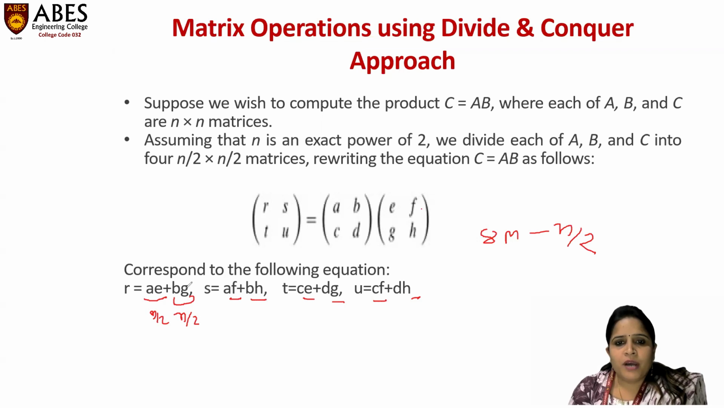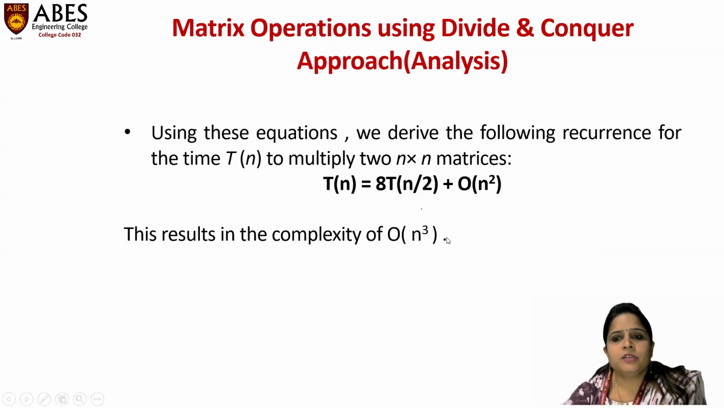And we use 1, 2, 3, 4, 4 additions, right? The cost of matrix addition is order of n square, right? So if we write the recurrence equation of the divide and conquer approach using matrix multiplication, T of n is equal to 8T of n by 2. This is the cost of 8 multiplications, and the cost of addition is order of n square. So the recurrence equation is T of n is equal to 8T of n by 2 plus order of n square.